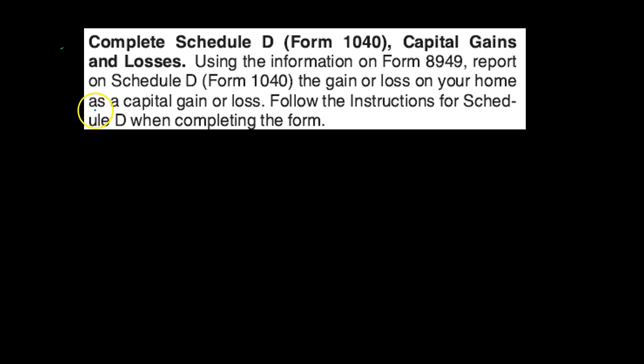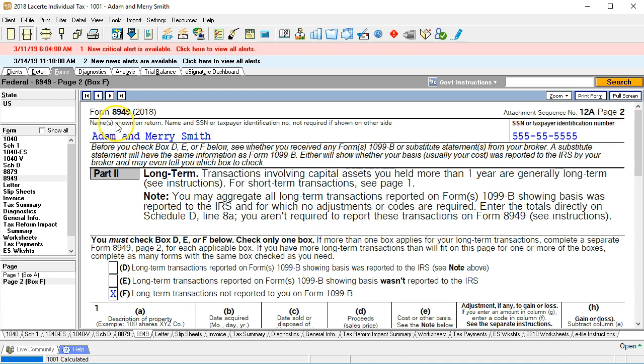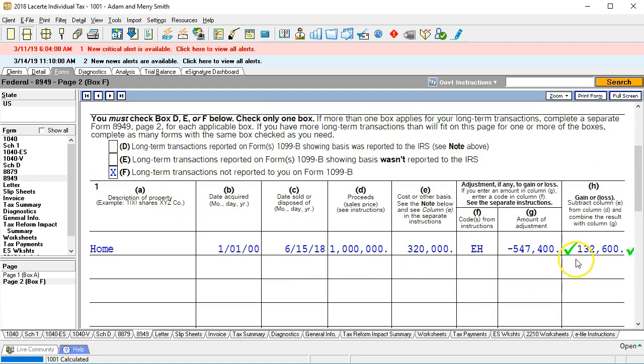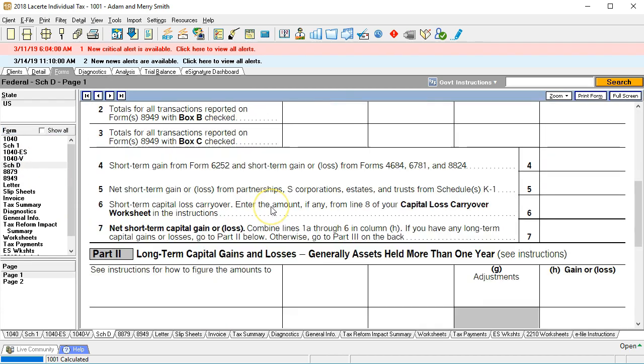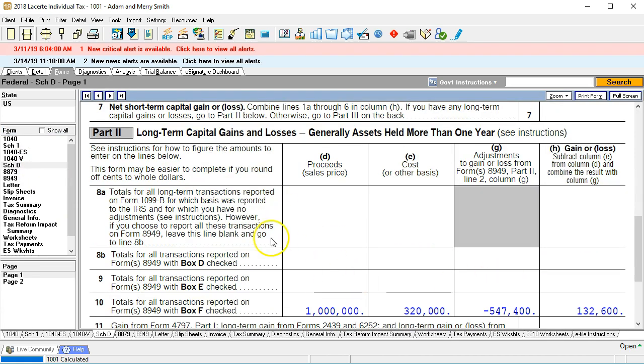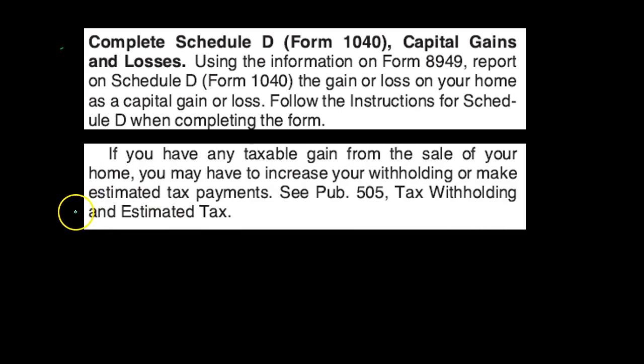Back to the text. Using the information on Form 8949 and Schedule D, Form 1040, report the gain or loss on your home as a capital gain or loss. Follow the instructions for Schedule D when completing the form. Here too is Form 8949. So on 8949, we have this calculation. We have it on Schedule D, and then the rest flows through as we saw before.